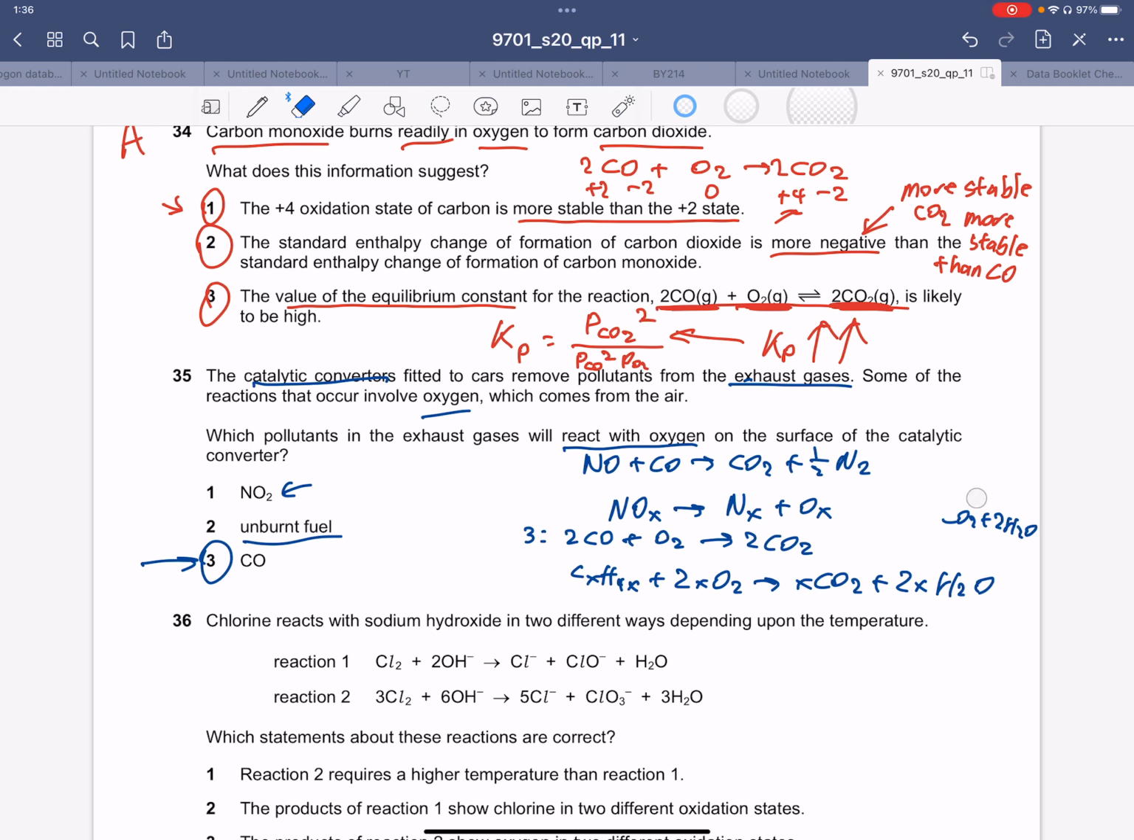I'm sure you guys know that. So this unburnt fuel is actually just a code word for alkanes. Just know that, so that will most definitely react with oxygen through a combustion reaction. So that is answer choice 2 right there.